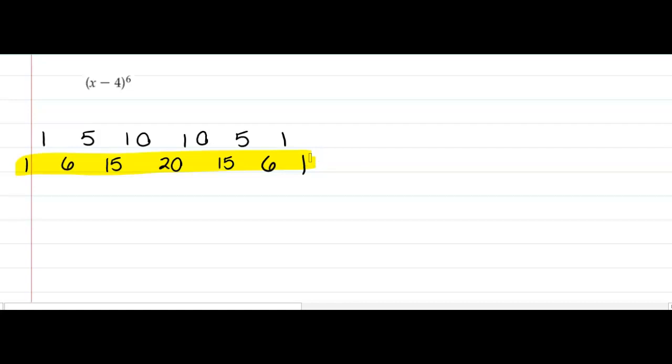And one critical part is to remember to keep x in parentheses and -4 in parentheses, because when you're raising a negative number to a power, it's going to have an impact.